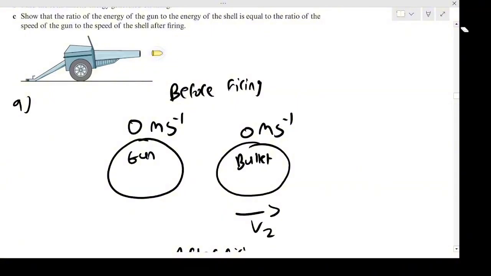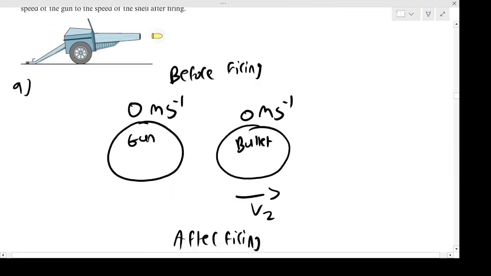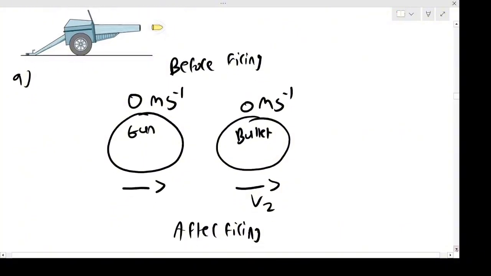Now, let's say we don't know what happens to the gun. So we don't know if it's going to move forwards or backwards. You might presume it moves forward. Okay, might be a fair thing to think. So I'm going to call that V1. Okay, again, so there we are. Those are my speeds.